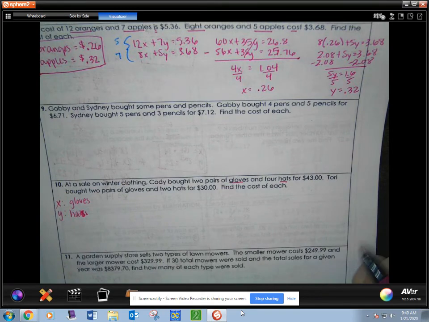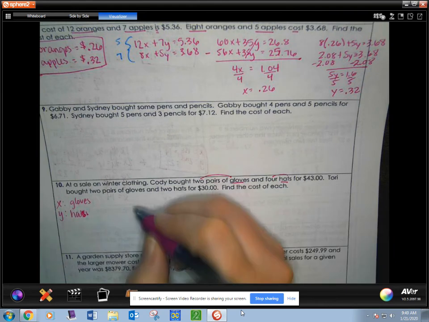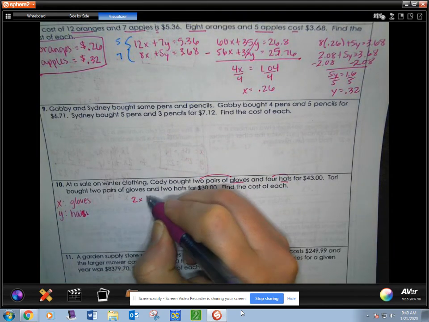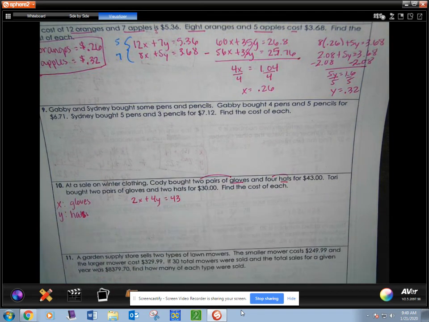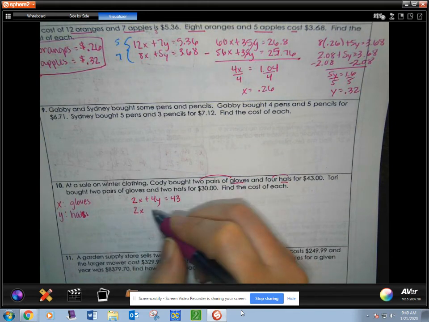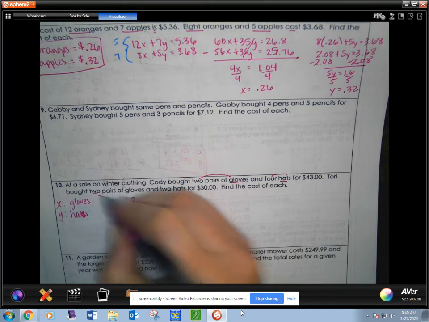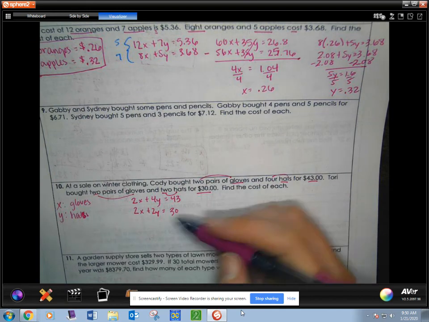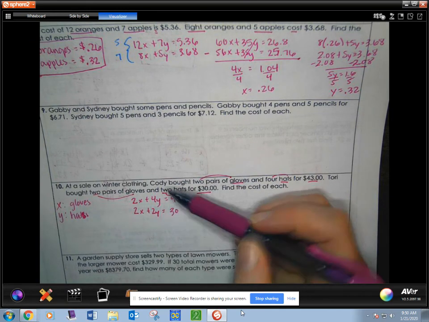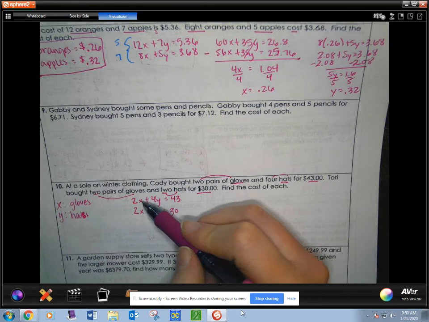Okay. We're going to go with Cody first. Cody bought 2 gloves, 4 hats. So 2x plus 4y, and he got it for $43. All goes together. Now I look at Tori. Tori bought 2 gloves, but she only bought 2 hats, and it costs $30. Okay, this one is lined up for elimination because x is above x, y is above y, equals in my constant. Now my x's have the same number.